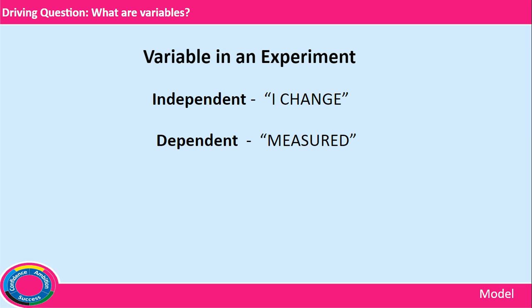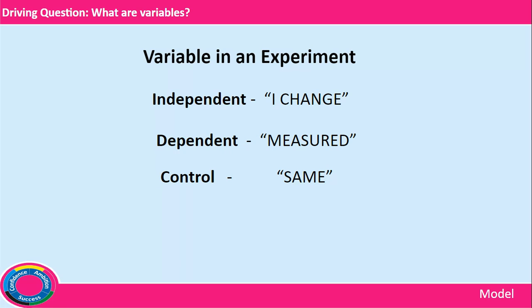Now your dependent variable depends on your independent variable. Your dependent variable is anything that's going to be measured. Okay? Whatever is being measured in the experiment. Are you measuring the height of something? Are you measuring how much something weighs? Whatever is being measured is your dependent variable.